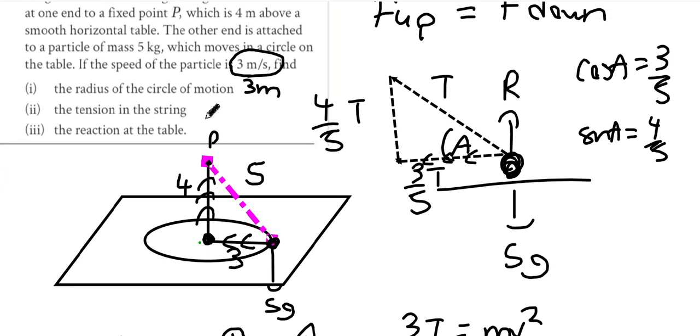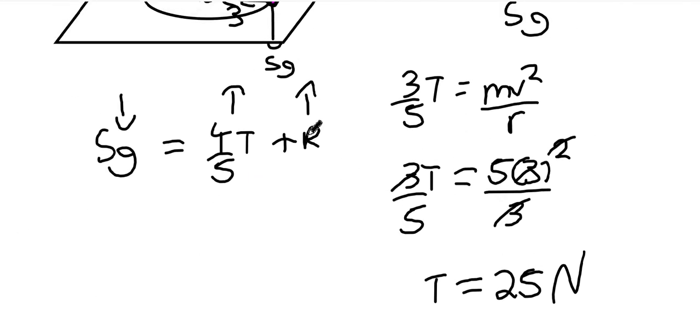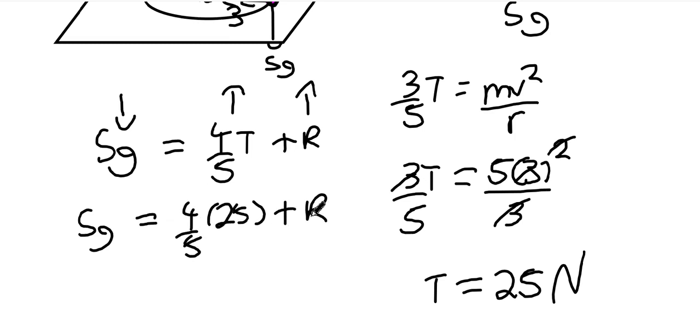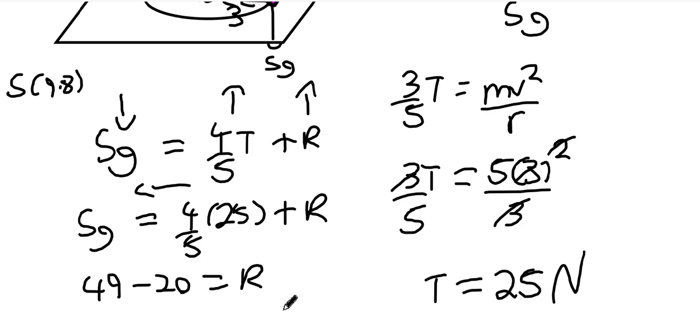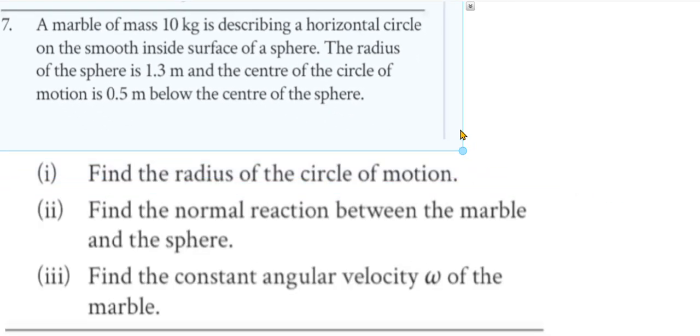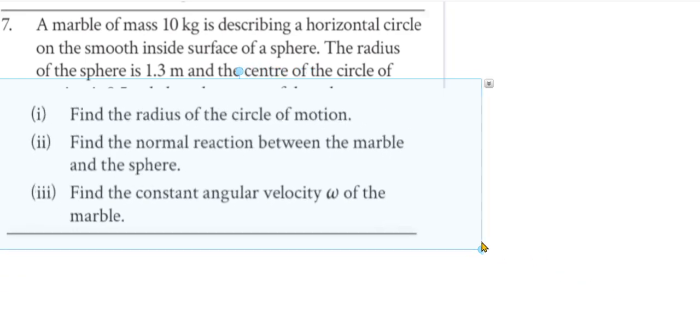Radius is 3 meters. Tension is 25 newtons. Reaction at the table: we need the R value. 5g equals 4 over 5 times 25 plus R. 5g, what's 5 times 9.8? 49. That's going to be 20, isn't it? R equals 29 newtons. And we're done. So this is 3, and this is 7.